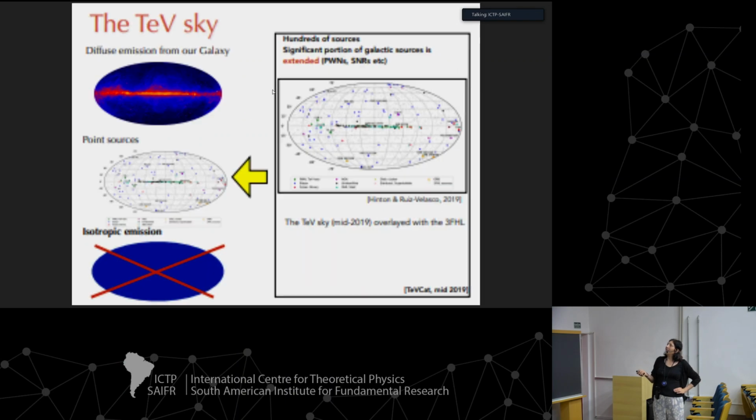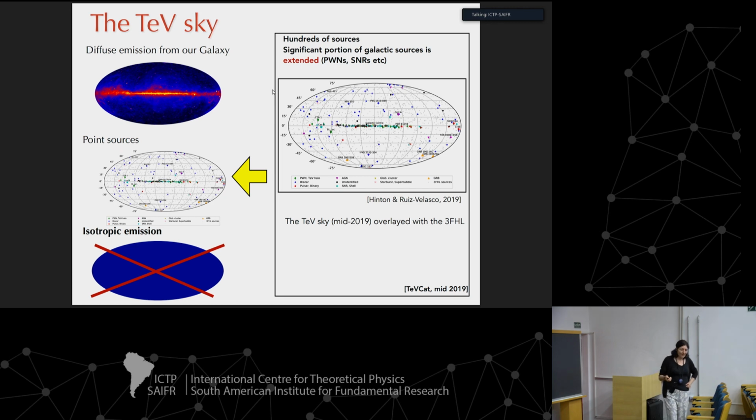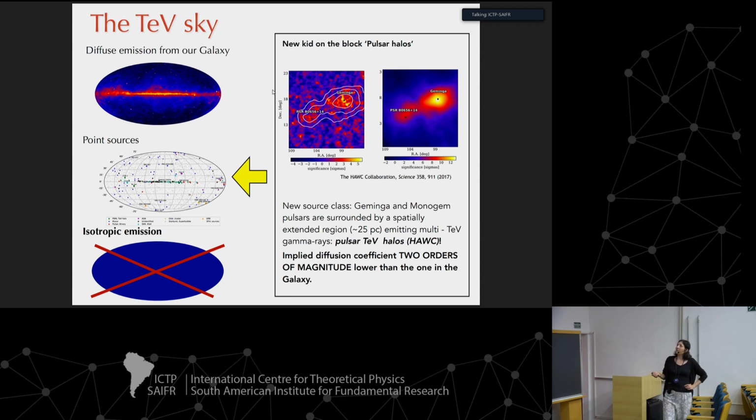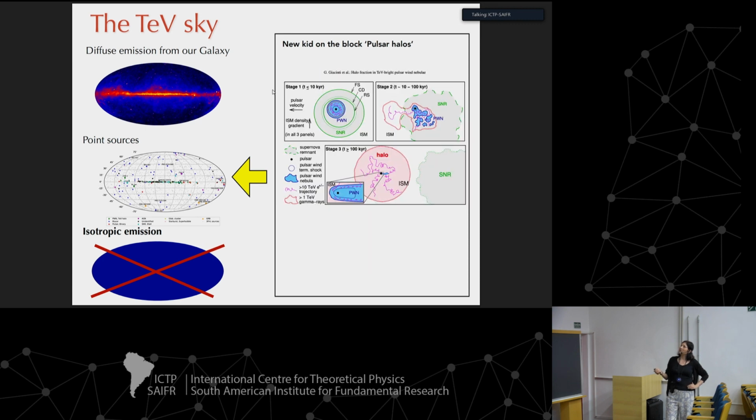Okay. And then talking about the TeV sources, there was a very interesting development rather recently with the HAWC data, where it was realized that there is a new source class. We were talking about how these unassociated sources could hide some new source classes. And in fact, recently one new class of sources was discovered with HAWC data, the so-called pulsar halos, meaning that it was realized that around some pulsars, in particular Geminga and Monogem, which are middle-aged pulsars, there is an extended region. Wait, let me show this figure here.